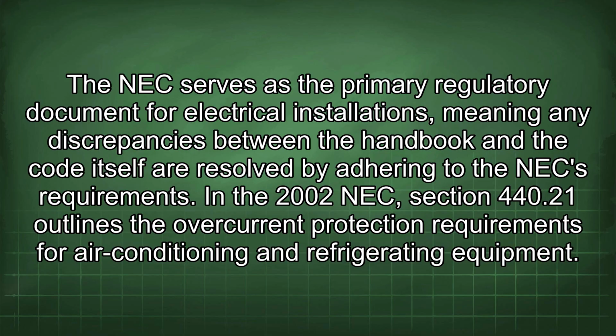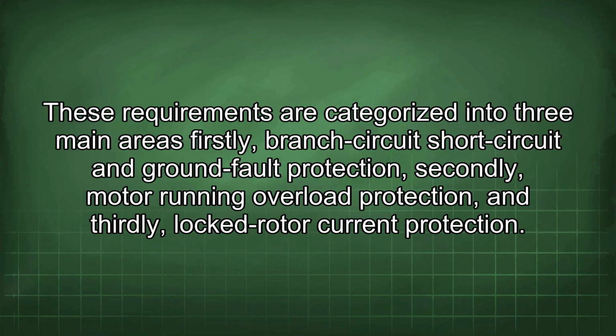In the 2002 NEC, Section 440.21 outlines the overcurrent protection requirements for air conditioning and refrigerating equipment. These requirements are categorized into three main areas: firstly, branch circuit, short circuit, and ground fault protection; secondly, motor running overload protection; and thirdly, locked rotor current protection.